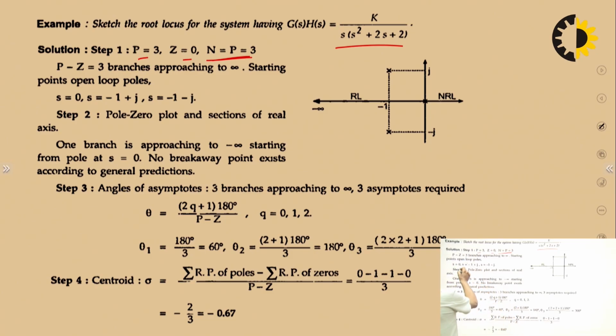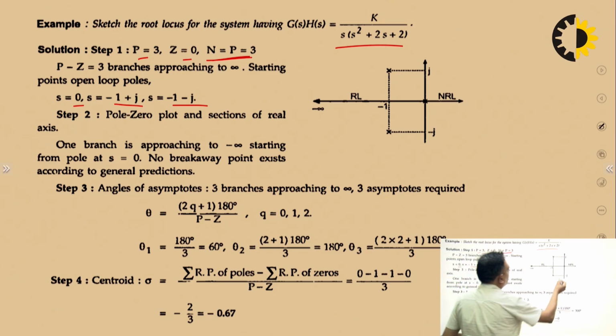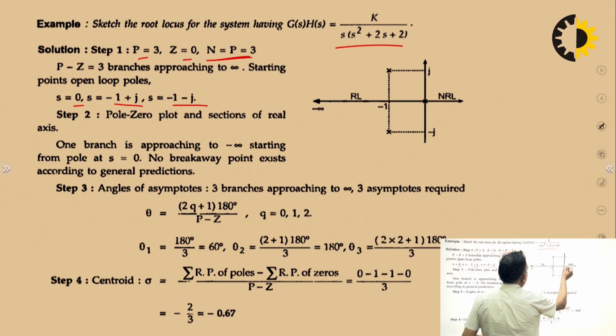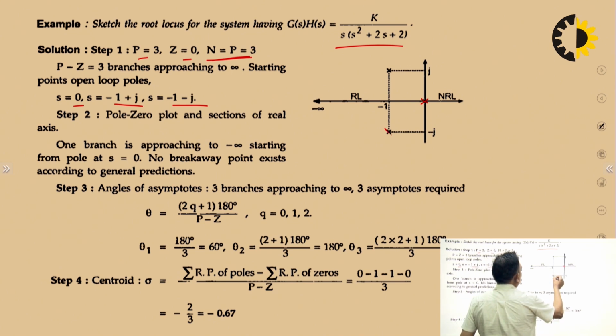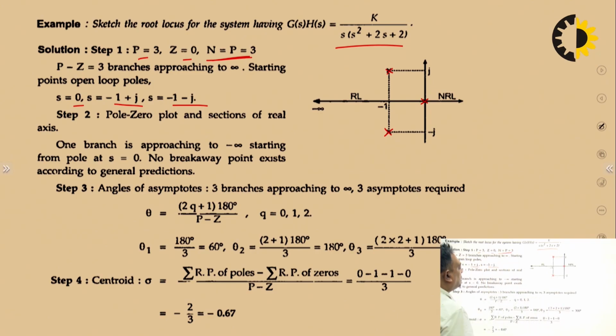Poles are at 0, minus 1 plus j and minus 1 minus j, and no breakaway point exists, because this is the only point lying on the negative real axis, and the other two are lying here, so there will be no breakaway point. This we can also see.